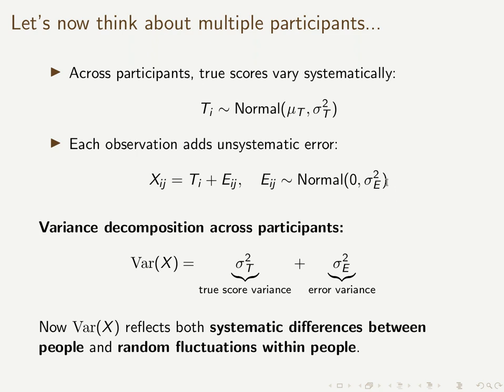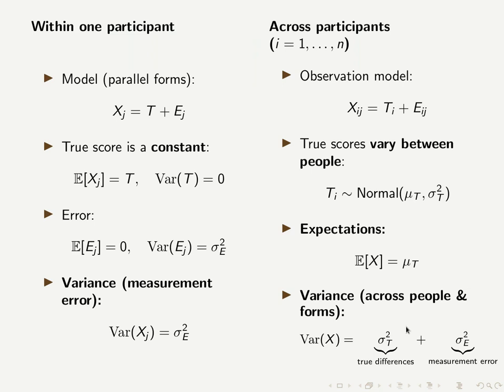with some variance. Now, the variability across all the observed scores I have collected is going to be a reflection of the variance of the true scores, so the true score variance, and the variability in the error term, so the error variance. So now the variability of the observed score reflects both systematic differences between people and random fluctuations that occur within people.